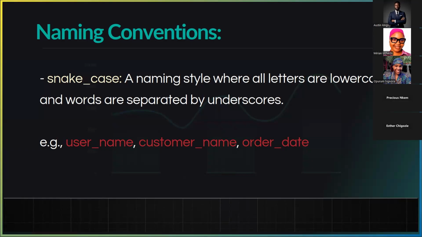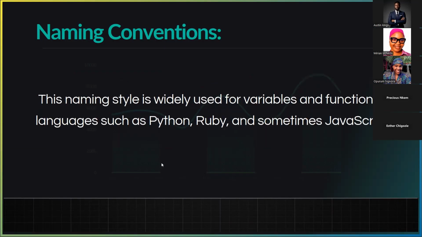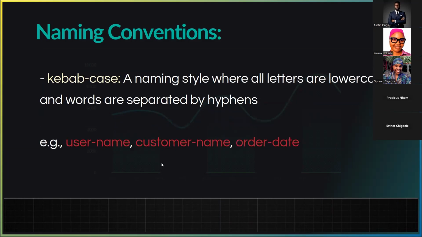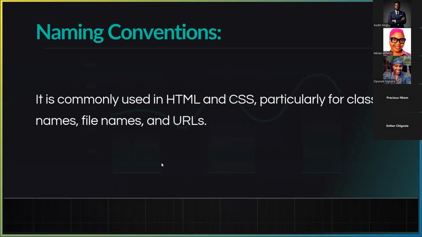So if I come to Excel, let me just show you something. Let me take the last one and I'll show you in Excel, then we close. This naming style is widely used for variables and functions in languages such as Python, Ruby, and sometimes JavaScript. All right, so kebab case is a naming style where all letters are lowercase and words are separated by hyphens. So you can see user-name, customer-name, other-name right there. So that's kebab case. It's commonly used in HTML, CSS, and so on.